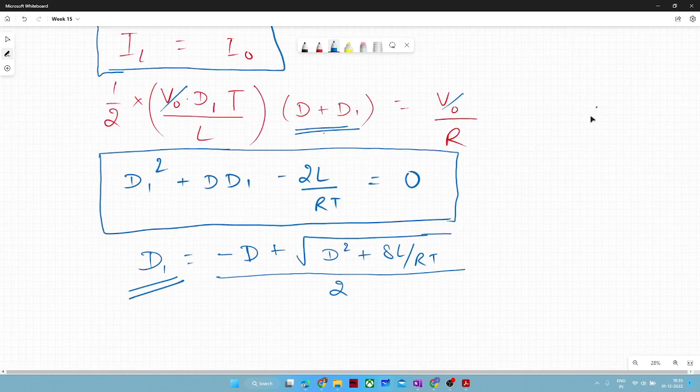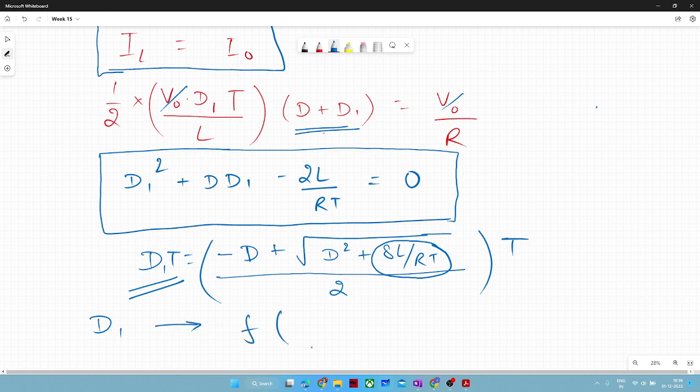If you just multiply it with T, you will get how much duration it will contain for turning off the switch. So that finite duration D1, in terms of D, depends only on L, R, and frequency. So this D1 is a function of L, R, F.